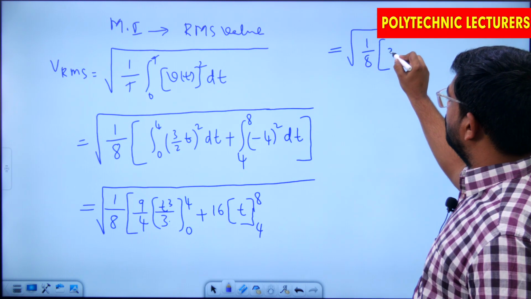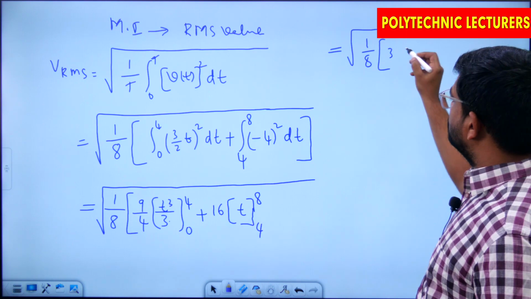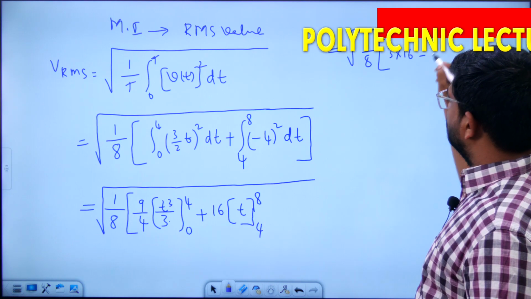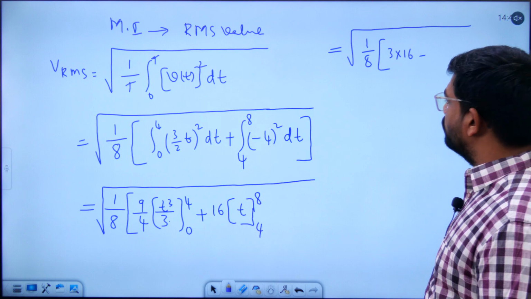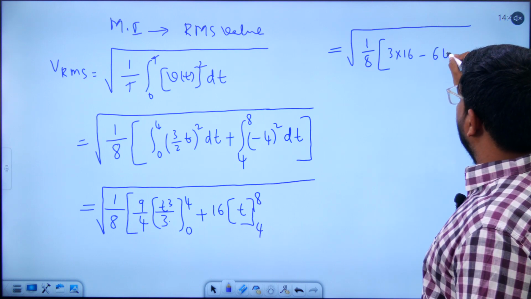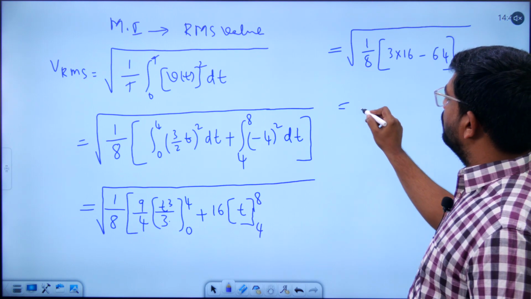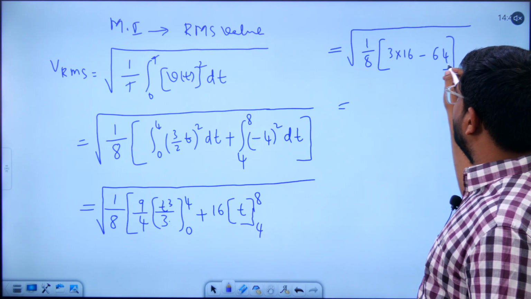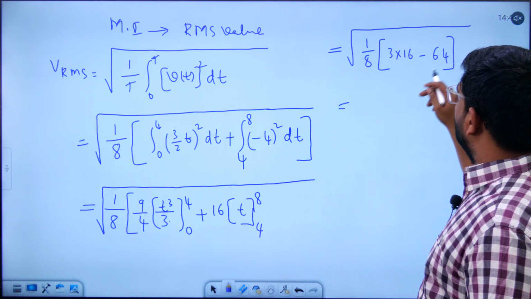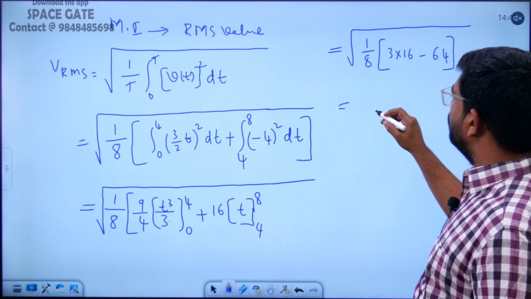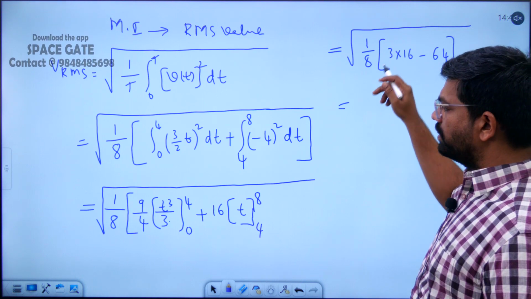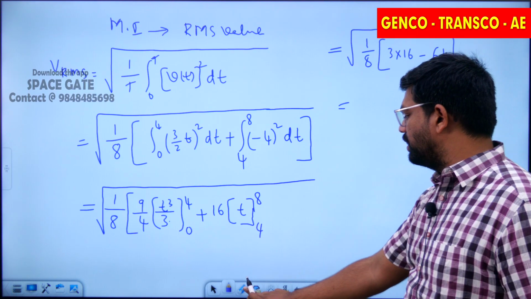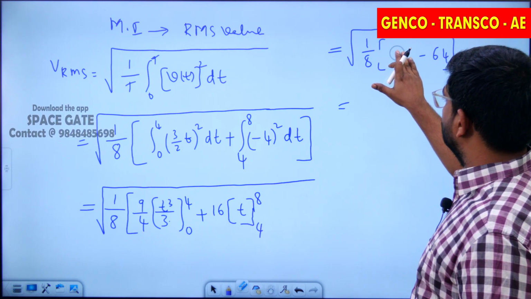Anyway, if you just write 3 into 16 minus, again what will be the result? 16 into 4, 64 we will get, right? Observe here how much we get. 48 minus 64, right or not? How much do we get? Okay, here you check once again. So what will be the result?